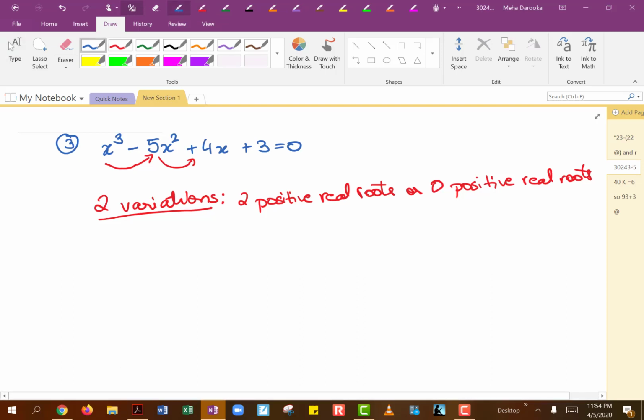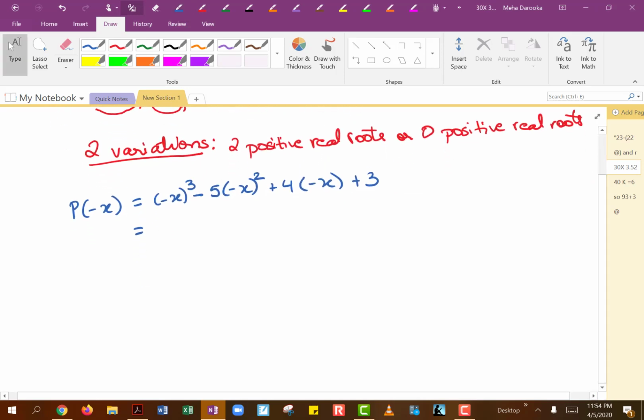All right. Then our next step was where you took this polynomial function and replace it with negative x. So all the original x's should now be replaced with negative x. So you would have negative x to the third power minus 5 negative x to the second power plus 4 times negative x plus 3.